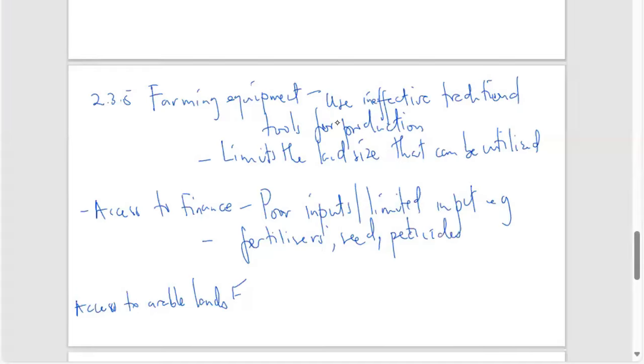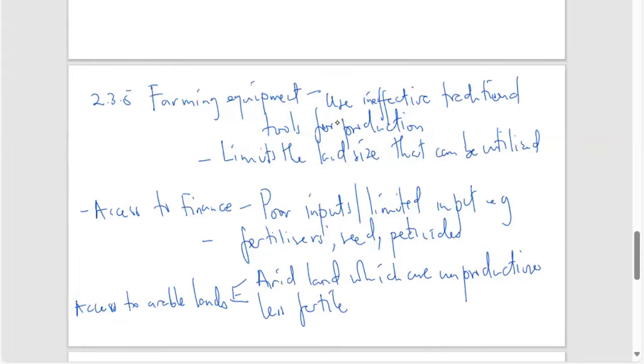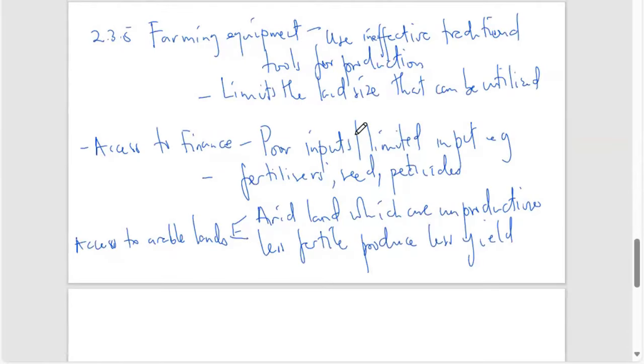Then limited access to arable lands, you can also argue that the farmers do production on arid lands, which are unproductive, or there are less fertile soils, so they produce less yield. So for that reason, it also contributes to the fact that we're going to have limited production for those three reasons. By taking it to the next question.